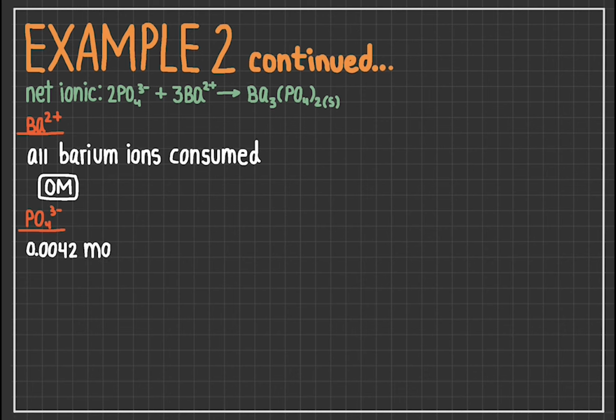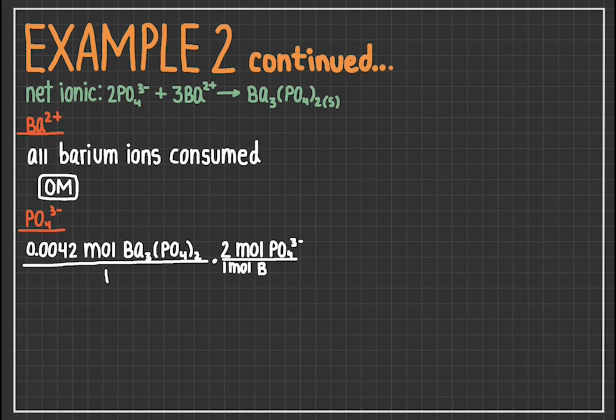We produced 0.0042 moles of barium phosphate. Now, 2 moles of the phosphate ion per every 1 mole of the barium phosphate gives us 0.0084 moles of the phosphate ion that was used up in the formation of the barium phosphate. We started with 0.025 moles of the phosphate ion.